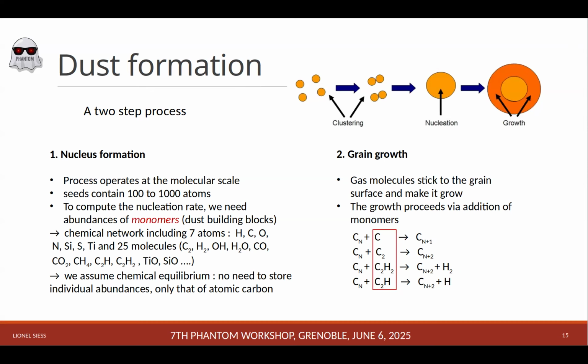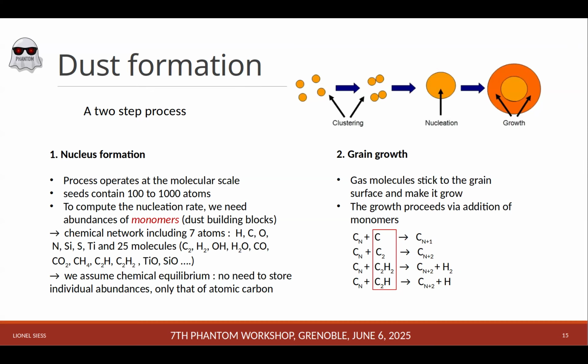You have a first phase, which is the formation of that seed. This is the nucleation part. Once the seed is formed, and the seed is typically composed of 100 or 1,000 atoms, then you can grow. But you have to have that seed, because otherwise it loses some energy, otherwise it disperses, okay?